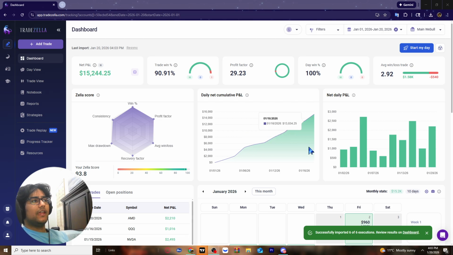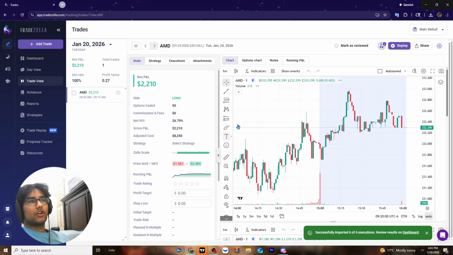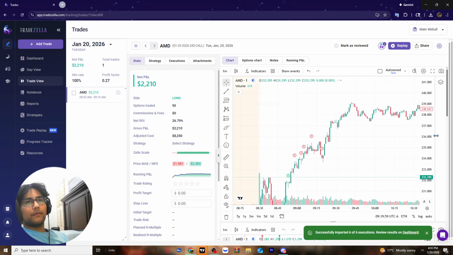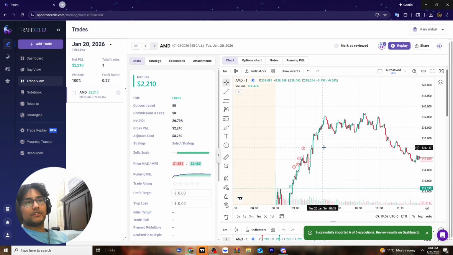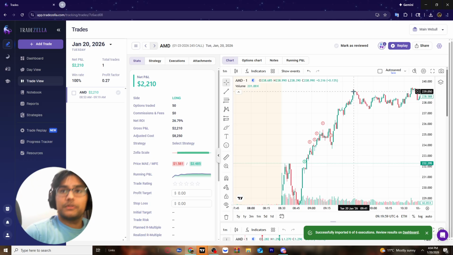And today's Monday. I took one trade on AMD for around a 26.79% win in total. But the contracts hit over 200% easily, right? 165. I remember the contracts were like 360. So over 150% on these contracts.